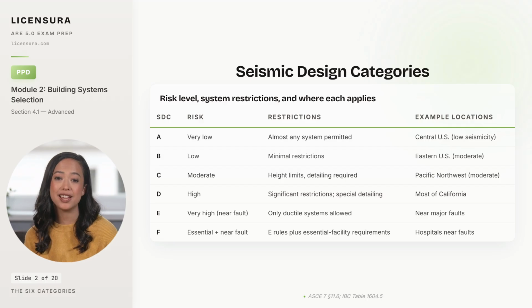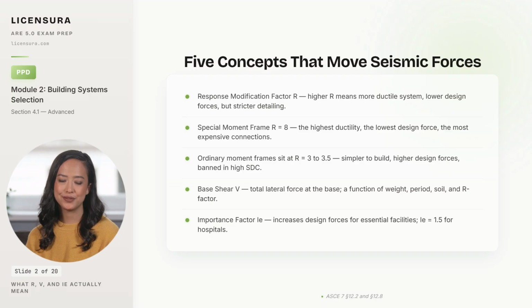Inside each category, a handful of code variables decide how much force the structure actually has to carry. 5 variables decide how much seismic force your building actually has to carry. The response modification factor, R, is the most counterintuitive. A higher R means a more ductile system, which means lower design forces, not higher. That trips up architects and exam candidates every year.